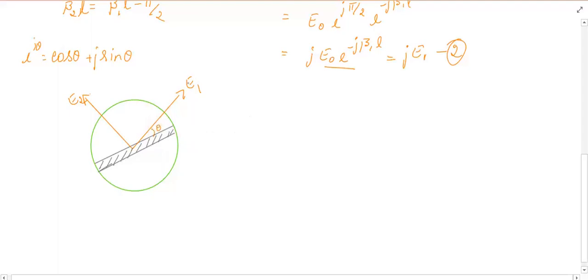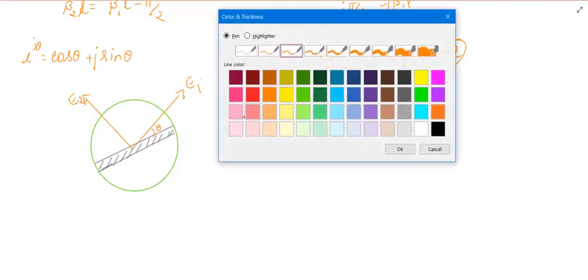Again, what I have to do, I have to split this E1 into 2 components, as well as I have to split this E2 into 2 components. There are 2 fields in 2 directions. I have to split each field so that I will get totally 4 fields. So here, when I split the fields, see the diagram carefully. I'm going to split these signals.